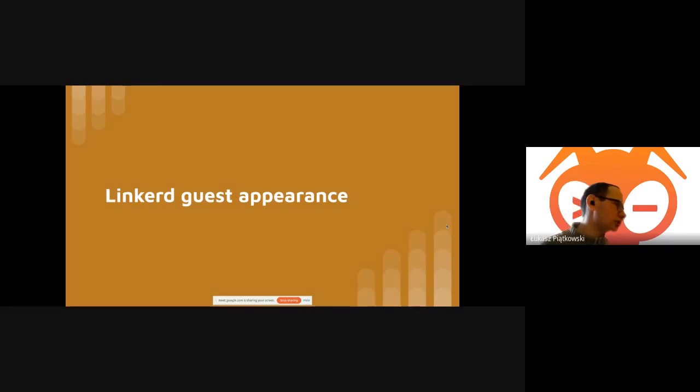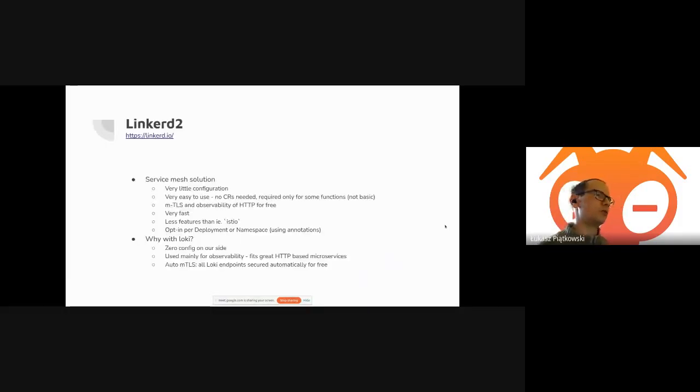Now, I promised you just a short appearance of Linkerd. As you probably know, Linkerd is a pretty light service mesh implementation, which is very easy to use. Doesn't require any custom CRs, doesn't require any specific setup. The important thing for us is that you can get observability of HTTP traffic for free. It is very fast, and you can also get mTLS for free. And these were the main 3 reasons why we wanted to deploy our test installation of Loki with Linkerd, because there is very little involvement from us. It is really easy to set up.